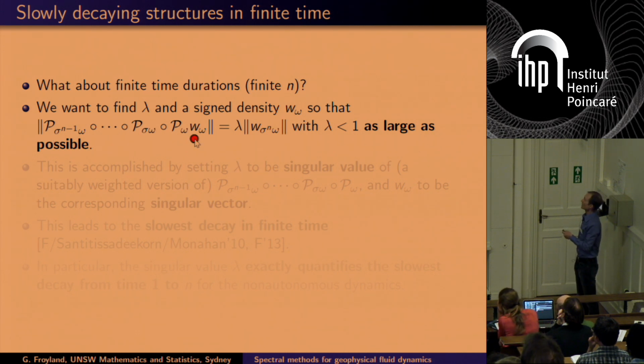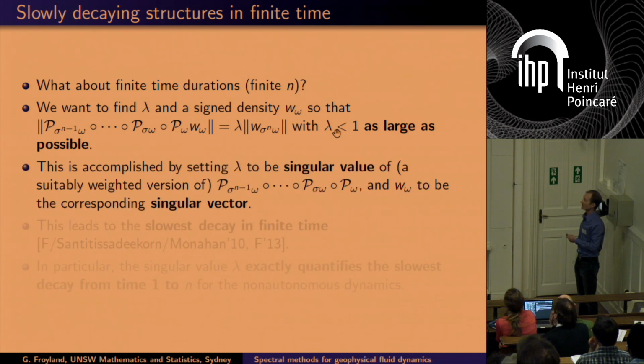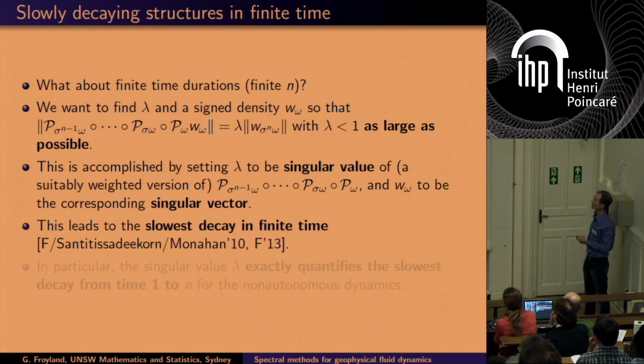And what I want to do is find a function w omega so that I push forward to some future function with some multiplier, and I want this multiplier to be as close to 1 as I can. Okay? Now, if I'm working in some kind of Hilbert space, then the way to solve this problem is reasonably straightforward. You want this lambda to be a singular value of this concatenation, and you want this w to be the corresponding singular vector. And so this is going to give the slowest decay in finite time.